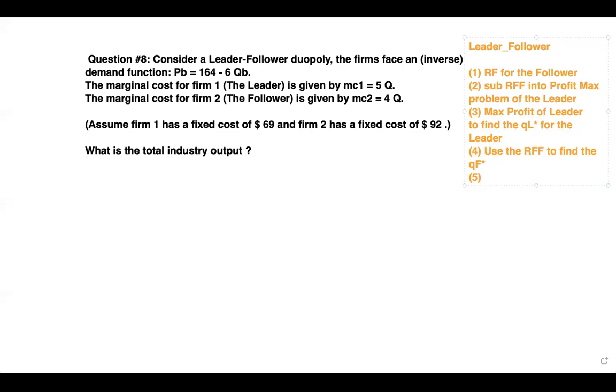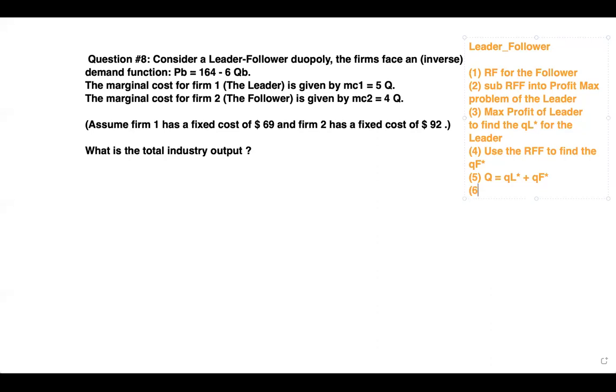Record this, right? So we're down here to step 5. After we've done steps 1, 2, 3, and 4, then we know the industry quantity is just going to be given by taking the quantity that the leader is producing plus the quantity that the follower is producing.